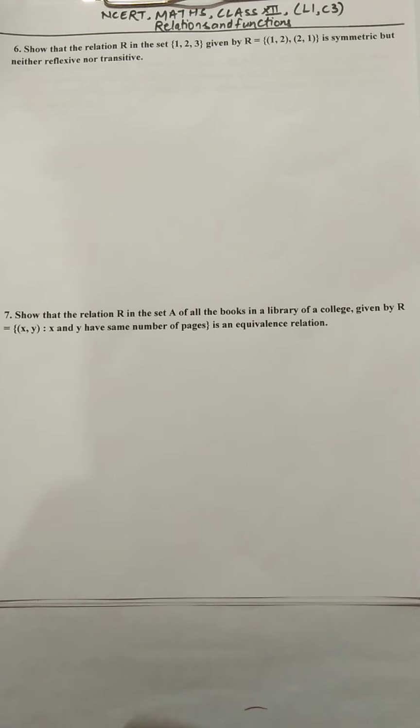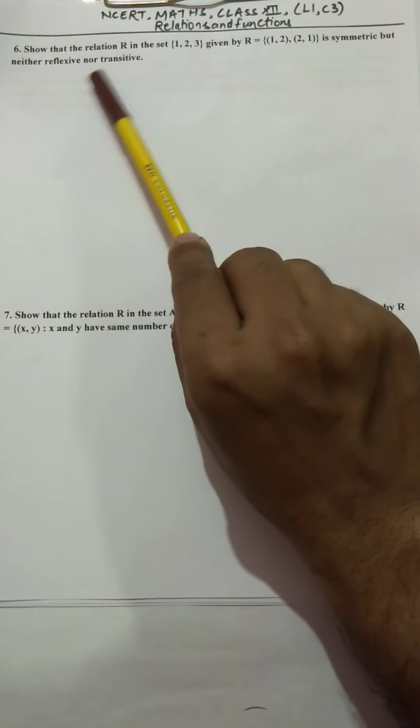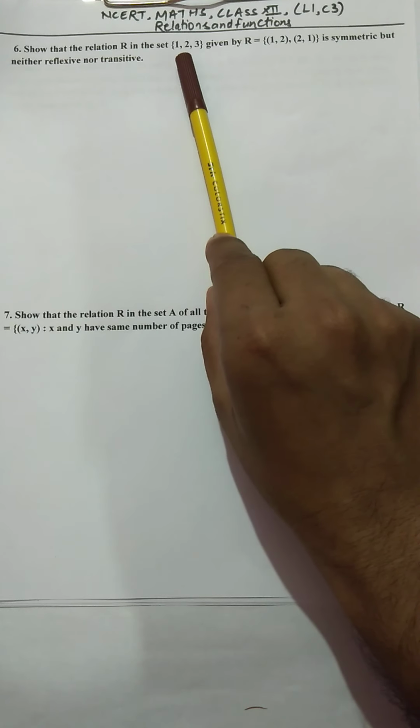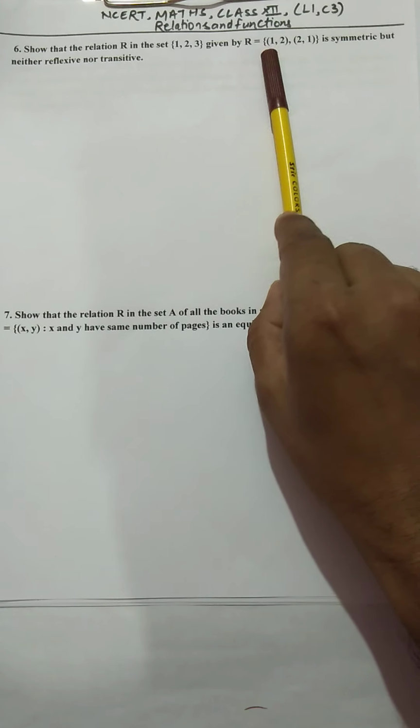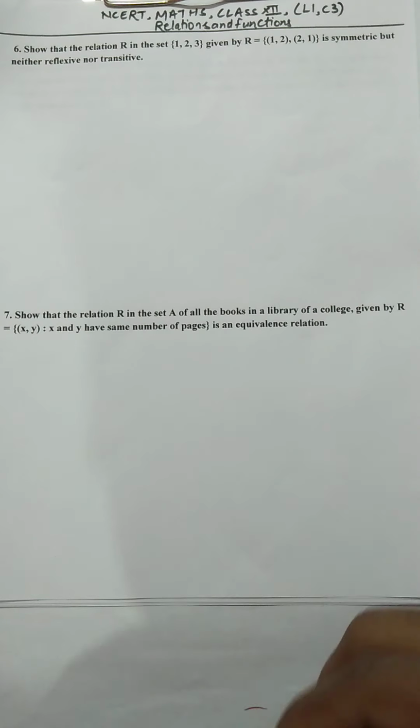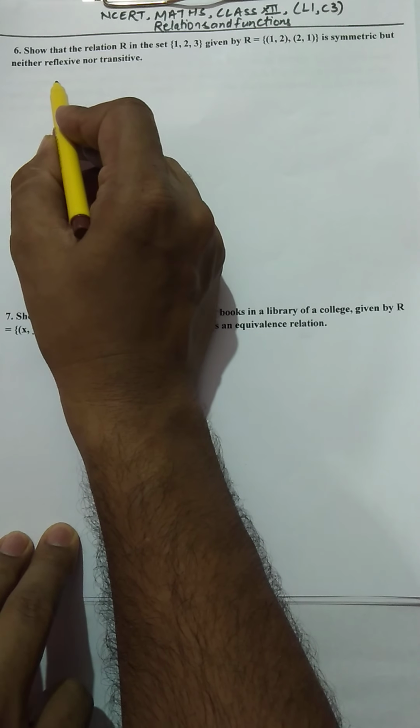Today we'll do some questions based on relations and functions. See the first question, number 6. This is exercise 1.1. Question number 6 is: show that the relation R in the set {1, 2, 3} given by R = {(1, 2), (2, 1)} is symmetric but neither reflexive nor transitive. So you can see the relation is already given to us.